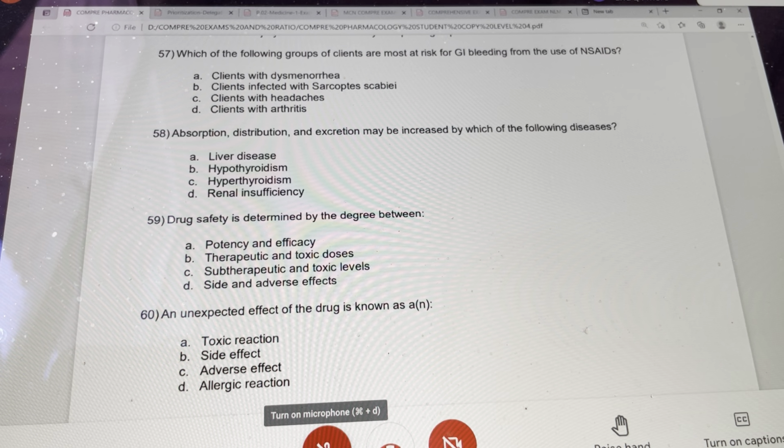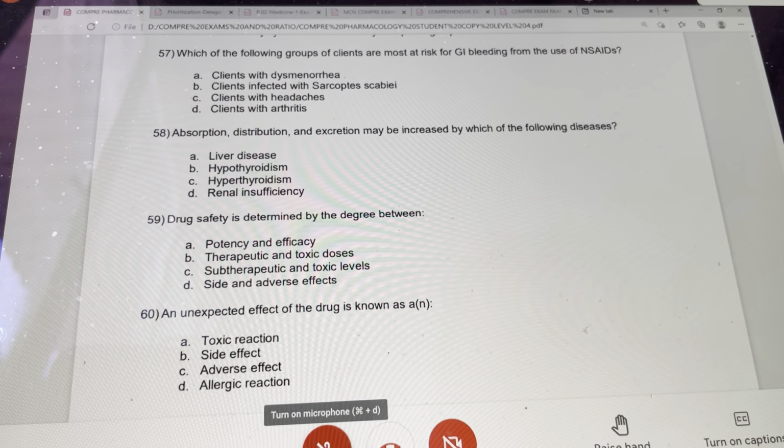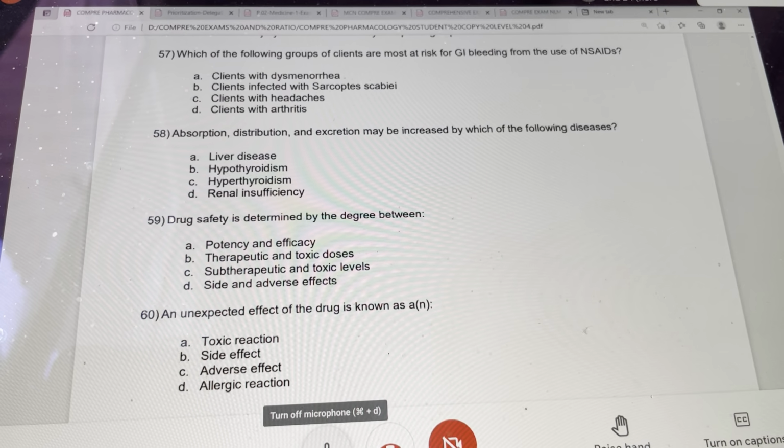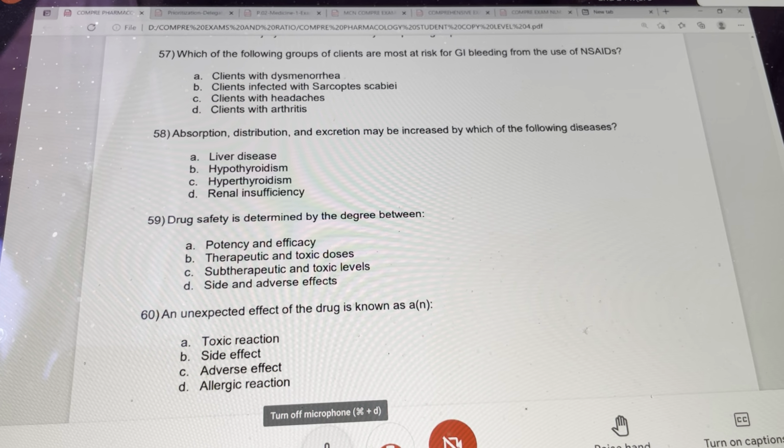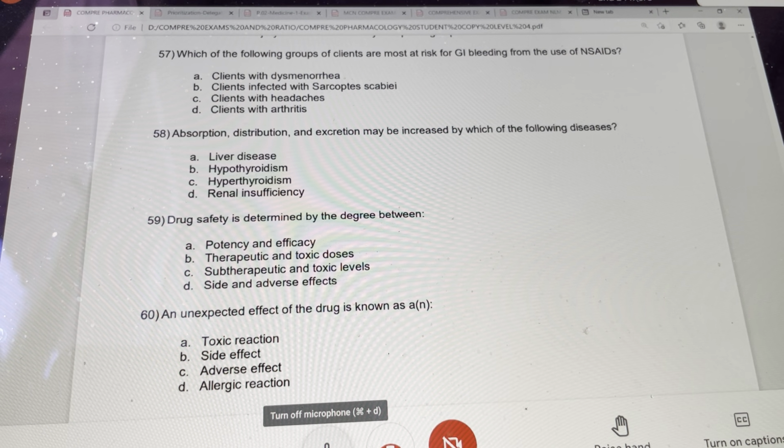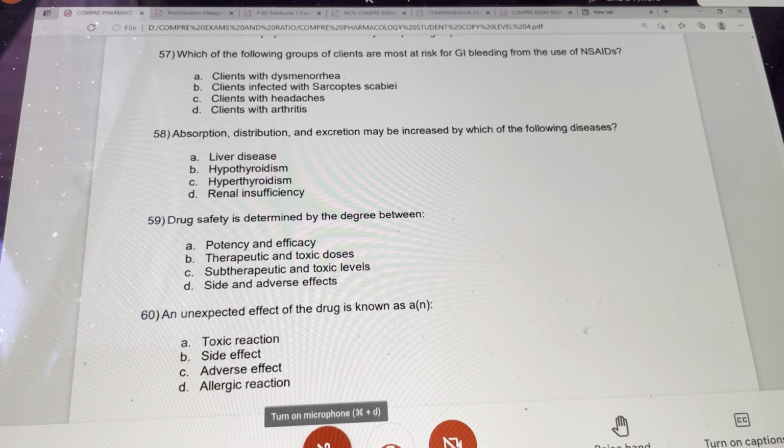Next, number 58. Absorption, distribution, and excretion may be increased by which of the following diseases? Liver, hyperthyroidism, renal insufficiency. Which among the conditions? Hyper. Good, very good. Hyperthyroidism.